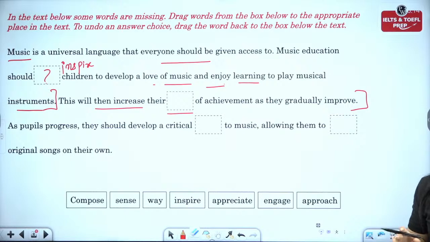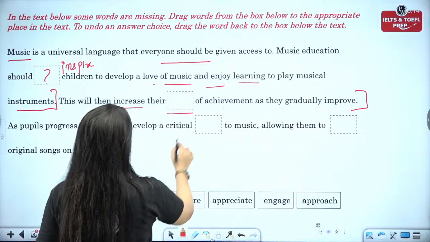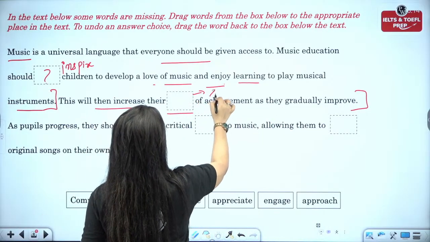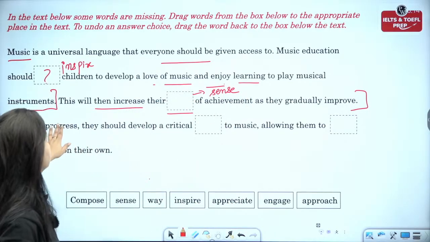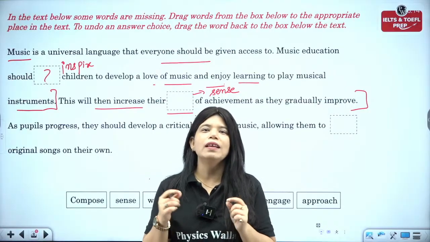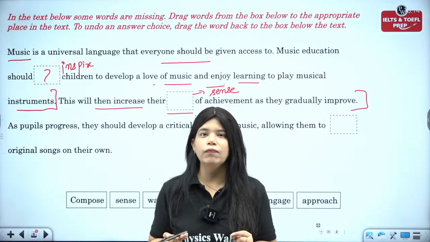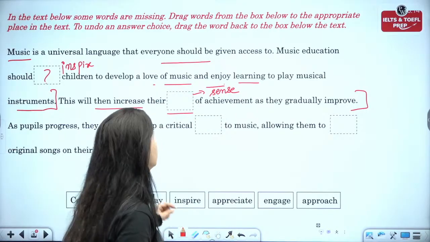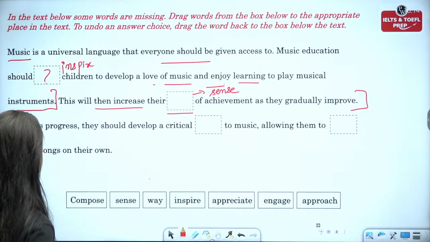Now, this is what we call as collocation, sense of achievement. With these two words here of achievement, most of the times, this word sense goes. So, sense of achievement. When you do something successfully, you feel a sense of achievement. So, these three words often go together, and that's what we call as collocations. Okay. So, this will then increase their sense of achievement as they gradually improve.